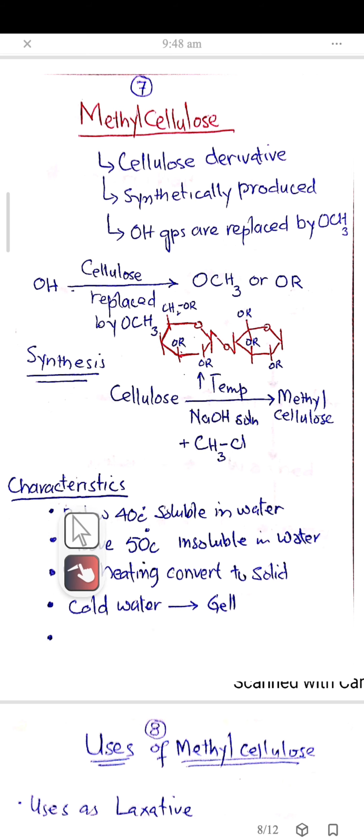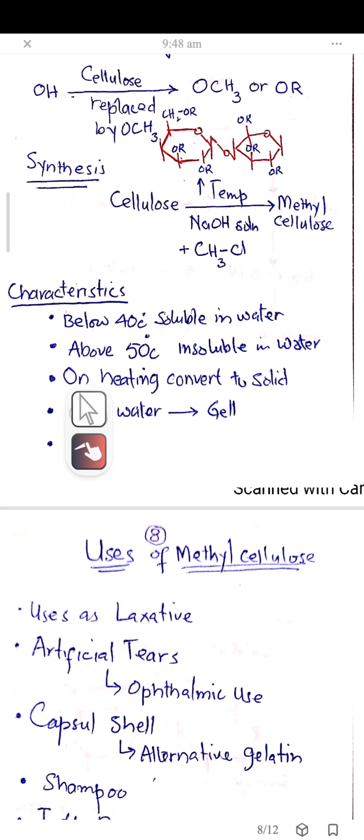Characteristics of methyl cellulose: below 40 degrees centigrade, it is soluble in water. Methyl cellulose above 50 degrees centigrade is insoluble in water. On heating, it is converted to solid. When we apply high heat to the methyl cellulose, then that methyl cellulose will convert into solid. And in cold water, it forms what? It forms gel.